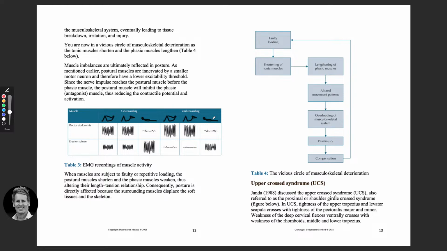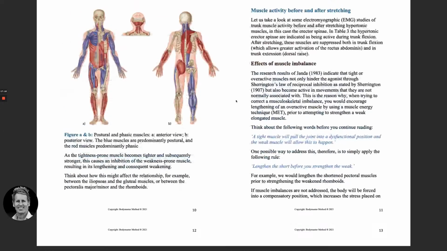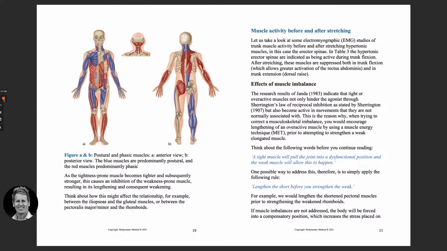The facet joints in the lumbar spine tend to become irritated, because you're almost forcing them to close, and they're all little synovial joints. So you can see these are the EMG recordings of the muscle activity before lengthening the erector and after lengthening the erector. And that's why that mnemonic, if I go back a page, along here, is to lengthen the short before you strengthen the weak.